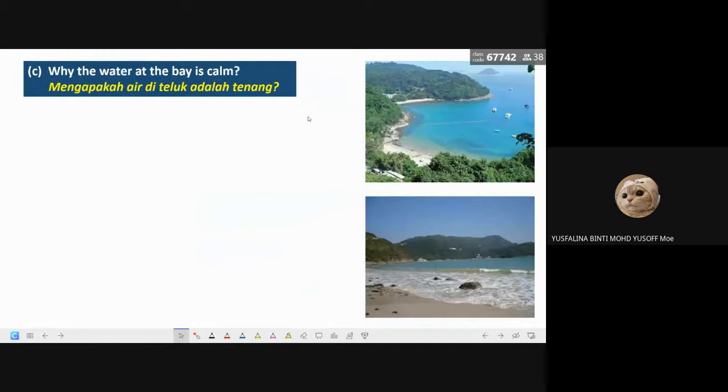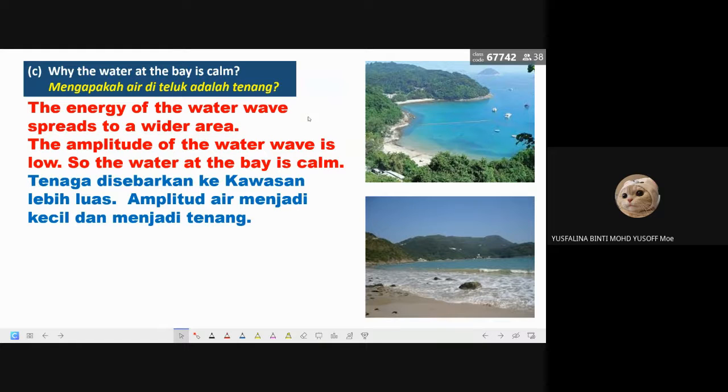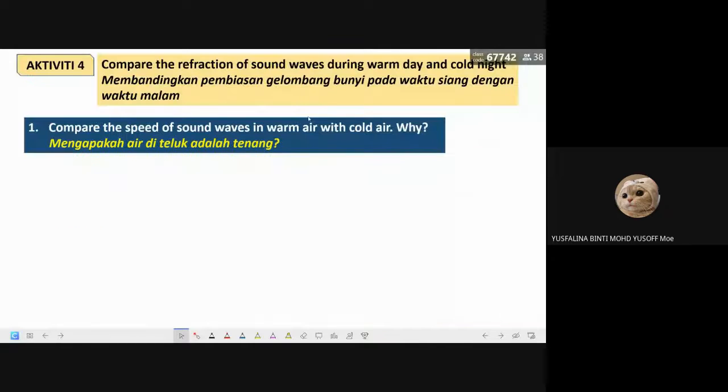So why is the water at the bay calm? Because it looks like the concave. So all the energy of the water will be spread to a wider area. So the water at the bay is calm. Okay, are you clear about that one? Anything you want to ask?